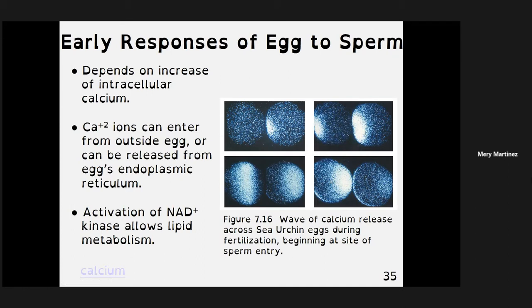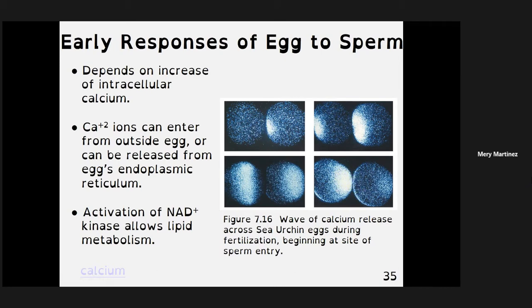In some species, the calcium ions enter from outside the egg. In others, the ions are released from the egg's endoplasmic reticulum, as I explained for the sea urchin. In either case, whether this calcium is coming from the outside environment or from the endoplasmic reticulum, it goes across from the point of entrance to the opposite end of the egg.